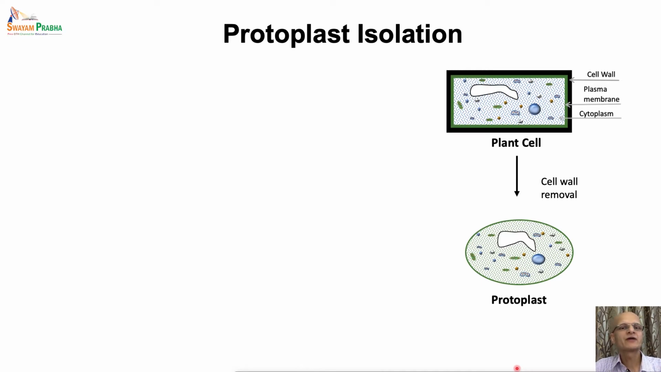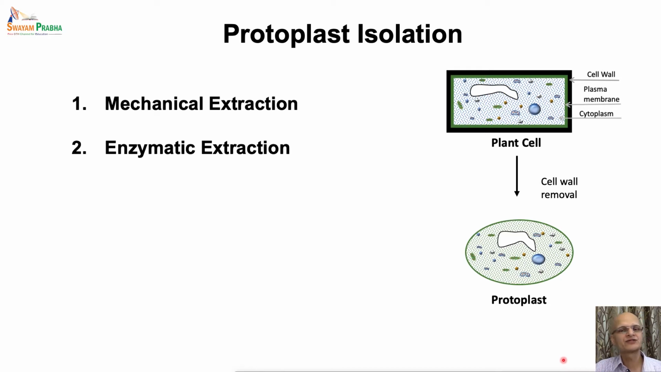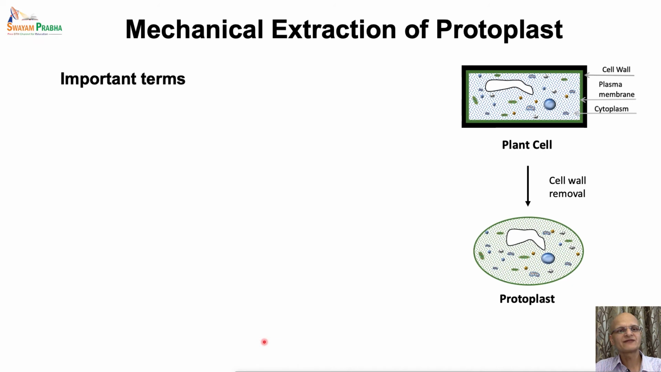In order to prepare the protoplast, we need to cut open the cell wall or dissolve the cell wall completely. Depending upon the method used to strip off the cell wall to extract the protoplast from these cells, the methods can be grouped into two categories. One is mechanical extraction and the second is enzymatic extraction. So first is the mechanical extraction of the protoplast.